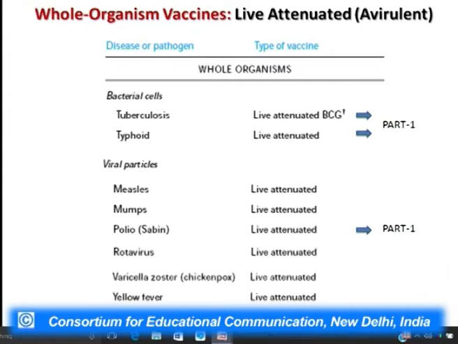For other viral diseases like measles, mumps, and polio, the Salk one, the rotavirus, the varicella zoster, yellow fever, again the type of vaccine is live attenuated. That means the live vaccine is being used, but it has been extremely weakened. It's been attenuated. So, let's come one by one to these vaccines. The first one, let us discuss measles.